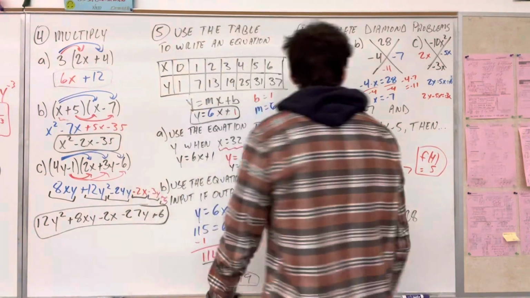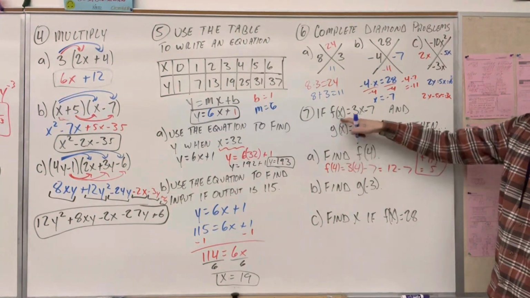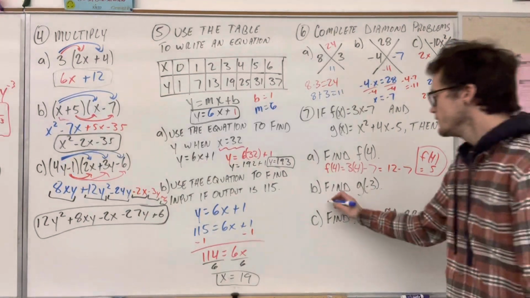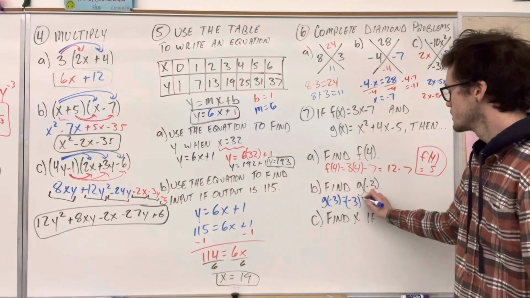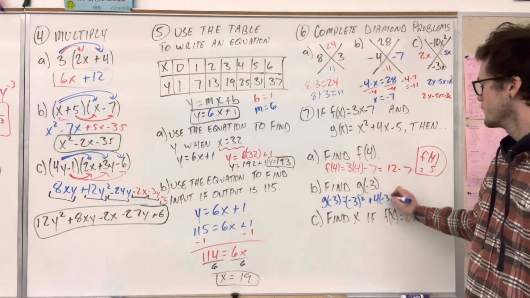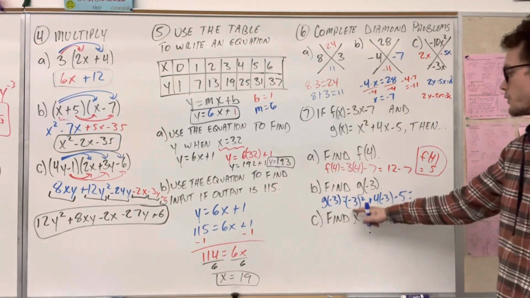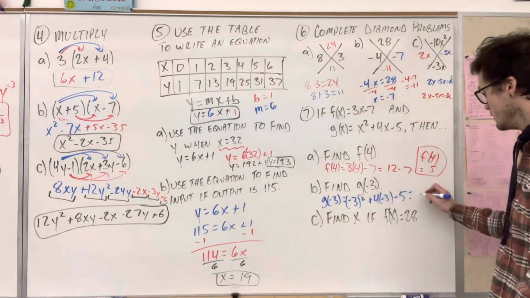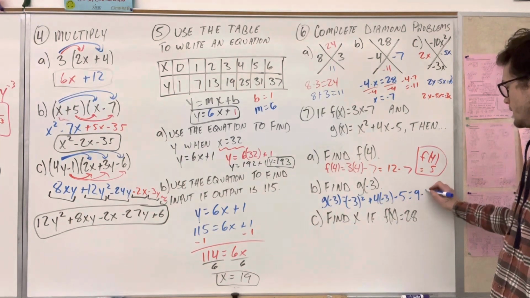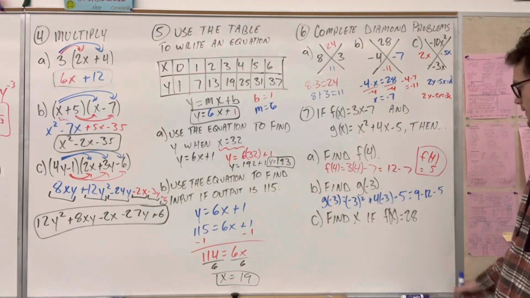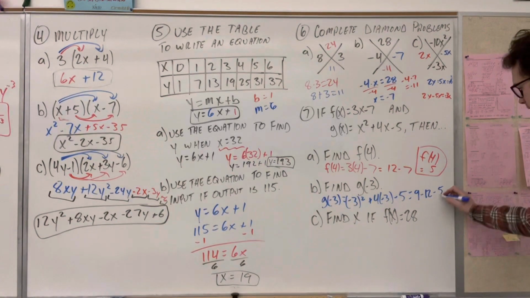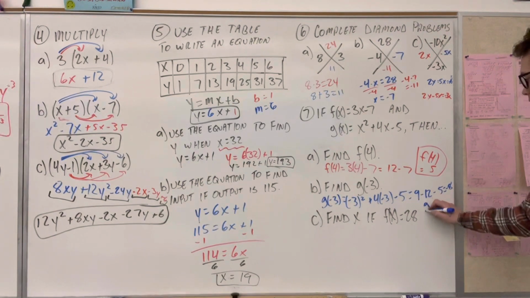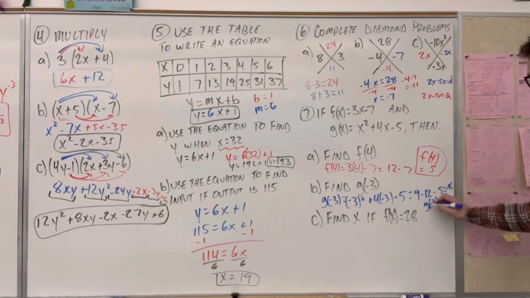Let's find g of negative 3. Now we care about the function named g, we don't care about the function named f. So g of negative 3 is negative 3 squared plus 4 times negative 3 minus 5. Negative 3 squared, well, negative 3 times negative 3 is positive 9. 4 times negative 3, that's negative 12, minus 5. 9 minus 12 is negative 3. Negative 3 minus 5, I'm pretty sure that's negative 8. So g of negative 3 equals negative 8.